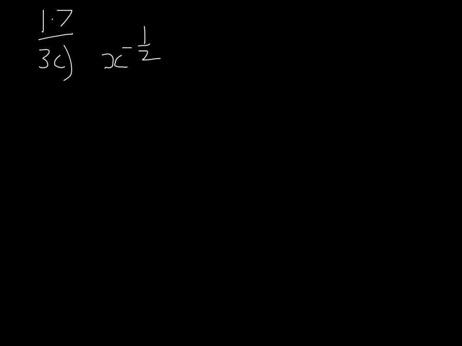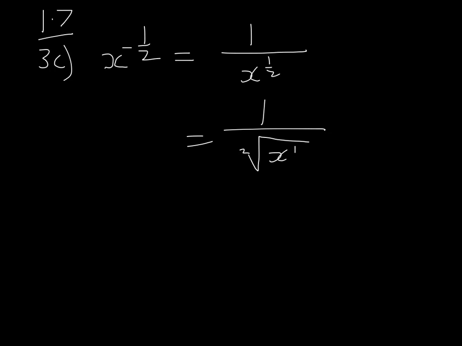Okay, x to the minus a half, the first step is to get rid of the negative indices, so it's 1 over x to the half, and so you kick the bottom one across, so you get 1 over the square root of x to the 1, which just equals 1 over root x.